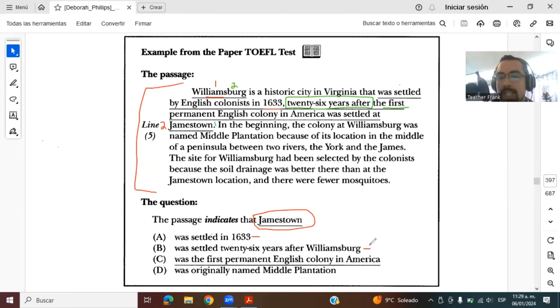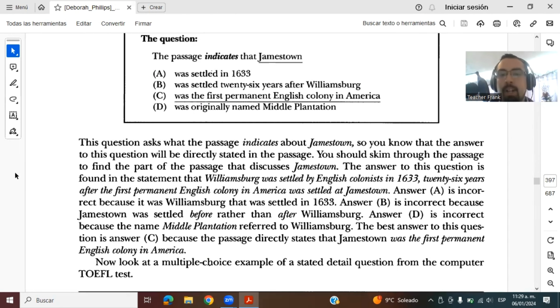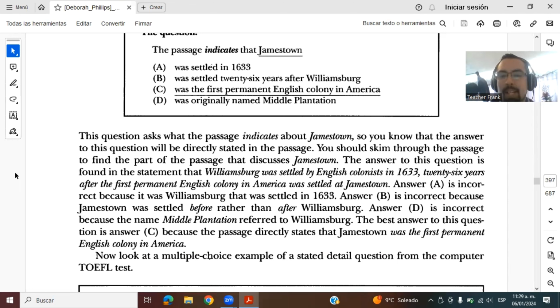Okay, so Jamestown was not established 26 years after Williamsburg because Jamestown was first. And D, was originally named Middle Plantation. No, Middle Plantation was actually Williamsburg, right? So this one is not correct. So the correct one is C. Jamestown was the first permanent English colony in America, right? Okay, so we can see the explanation right down here where it basically tells us that A, B, and D are incorrect and C is the best answer to the question.